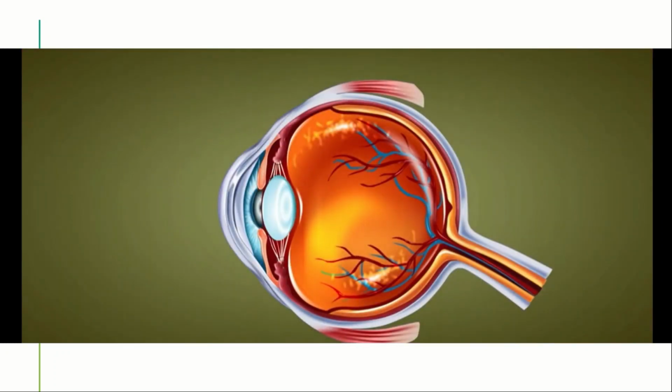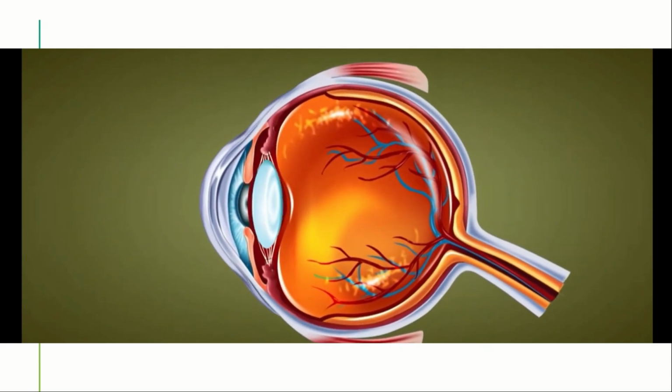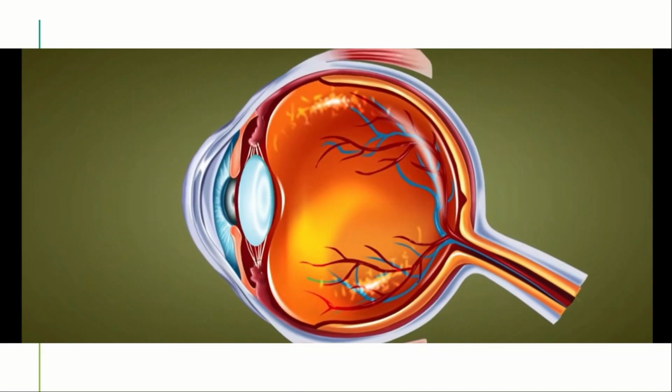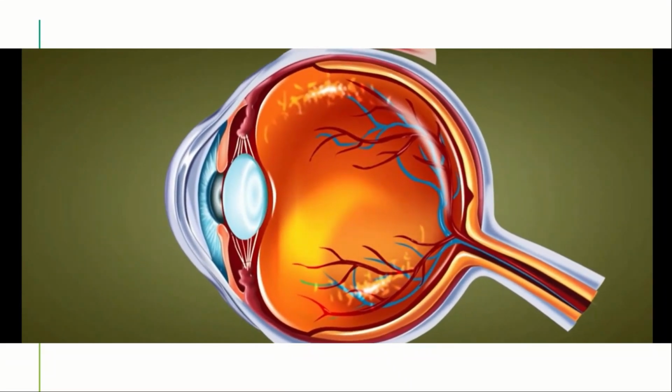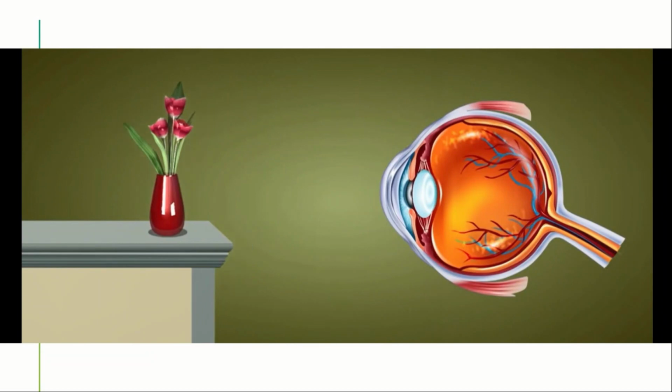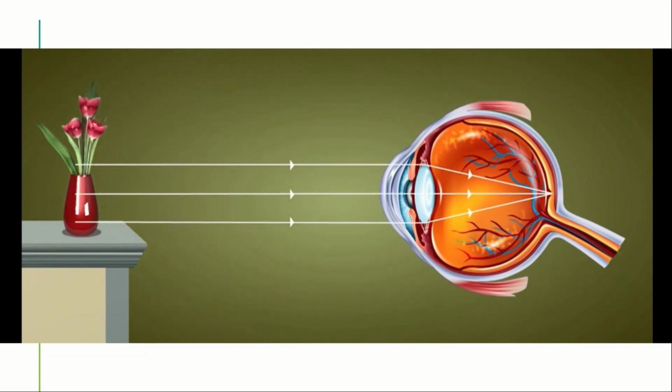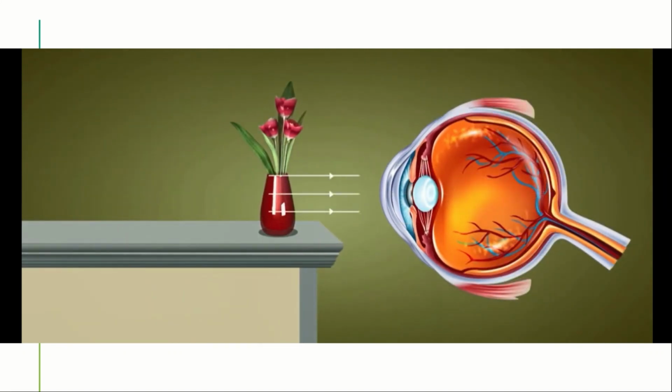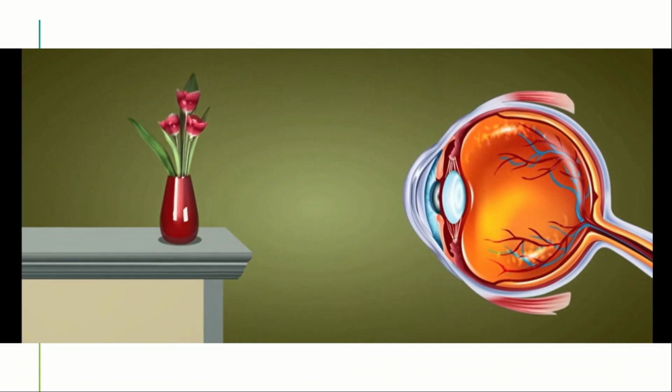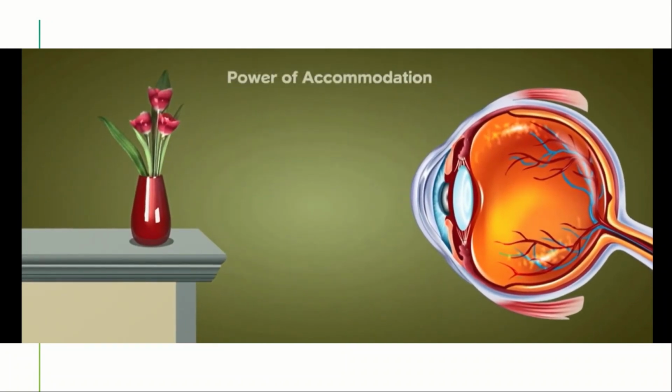Situated behind the pupil is a colorless, transparent, crystalline convex lens surrounded by the ciliary muscles. The muscles hold the lens in place and help to change the focal length by adjusting the curvature of the lens. To view a distant object, muscles relax and the lens becomes thin and its focal length increases. To view a nearby object, muscles contract and the lens becomes thick and its focal length decreases. This ability of the lens to adjust its focal length is called power of accommodation of the eye.